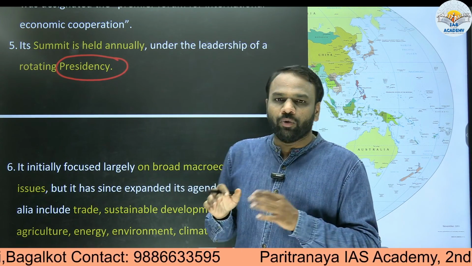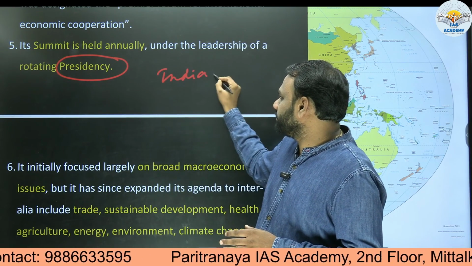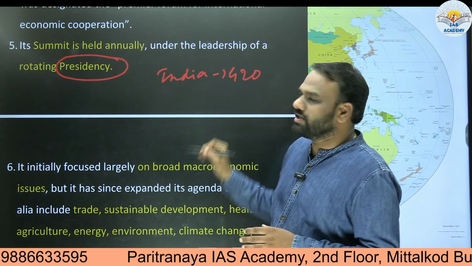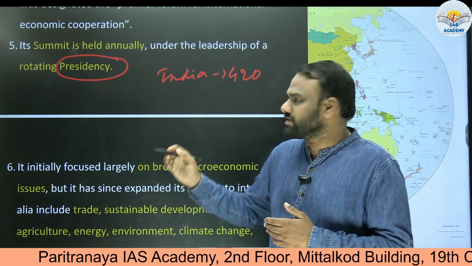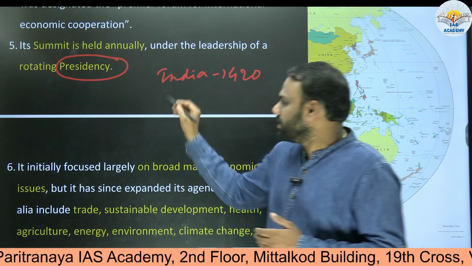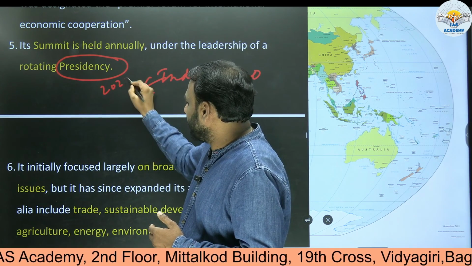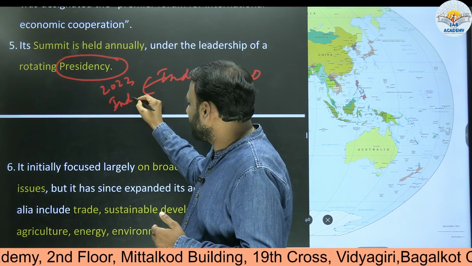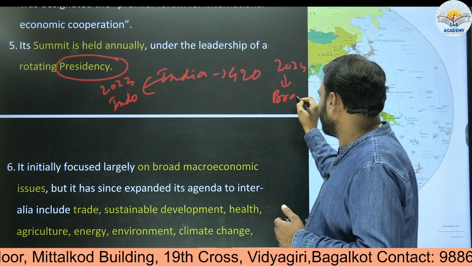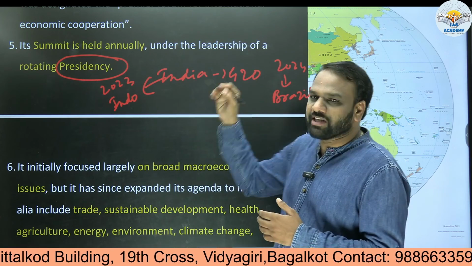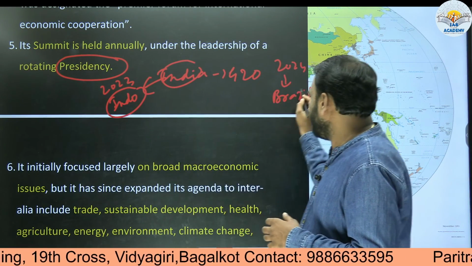So this year, who was the president of G20? India was the president of G20. India had the G20 presidency for 2023. Next year it will go to someone else, and previously it was held by someone else. In 2023 it is India, in 2022 it was Indonesia, and in 2024 it will be Brazil. These three countries together we call the Troika: India, Indonesia, and Brazil.